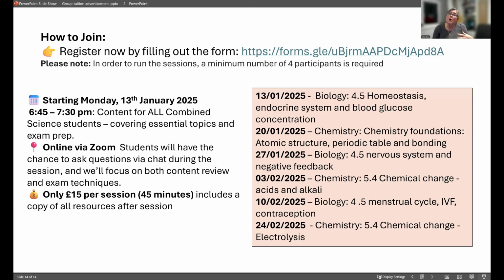So you can pick and choose which of these sessions you would like to attend, and therefore you can only attend the biology ones or only attend the chemistry ones if that's what's of interest to you.